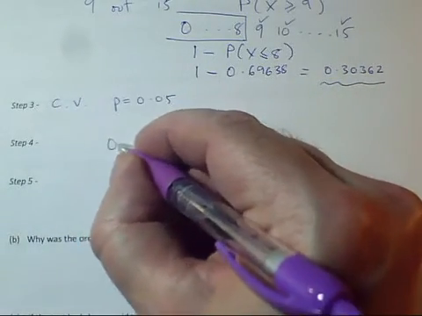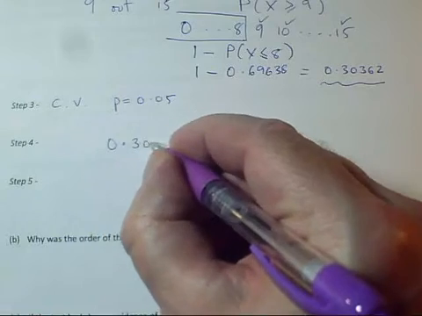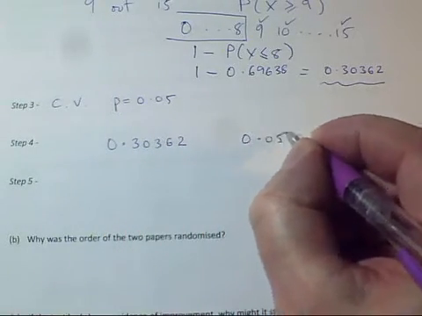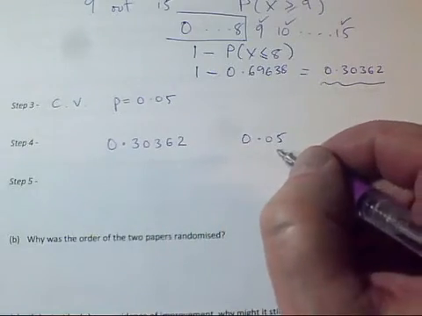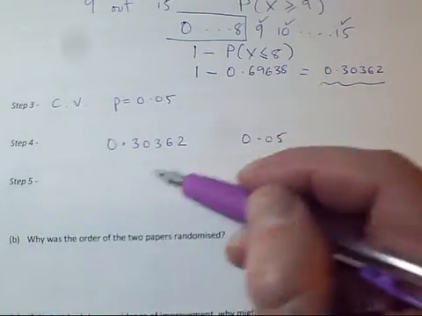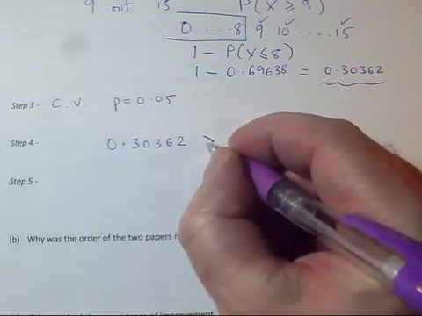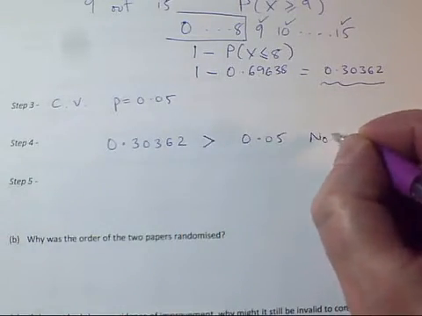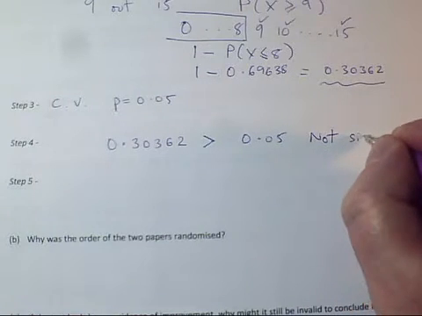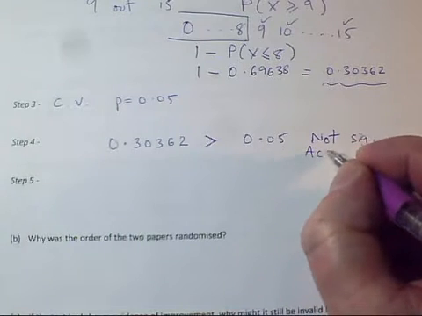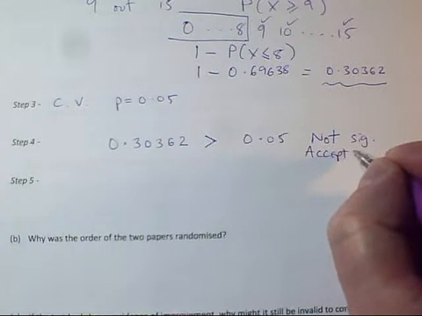So my comparison is between this 0.30362 and the 0.05. So has this beaten the significance level? Well, no. This is quite a big probability. I need it to be in this small tail in order to be significant. So this is greater. This is not significant yet again. Okay, so because it's not significant, once again, we're going to be accepting H0.